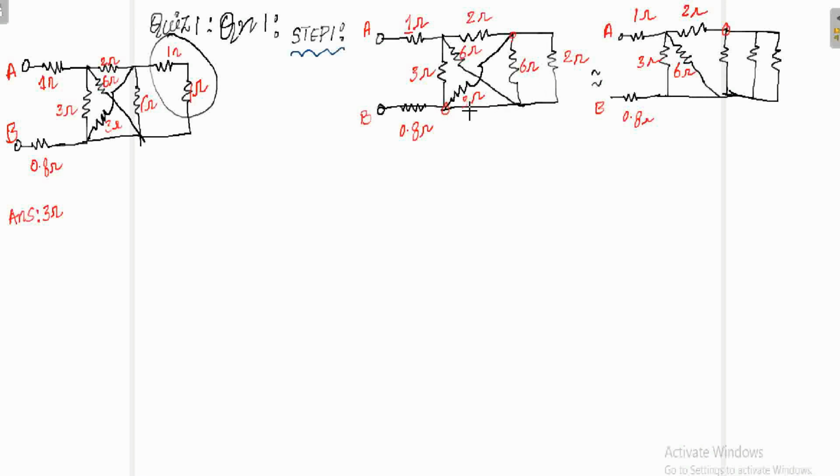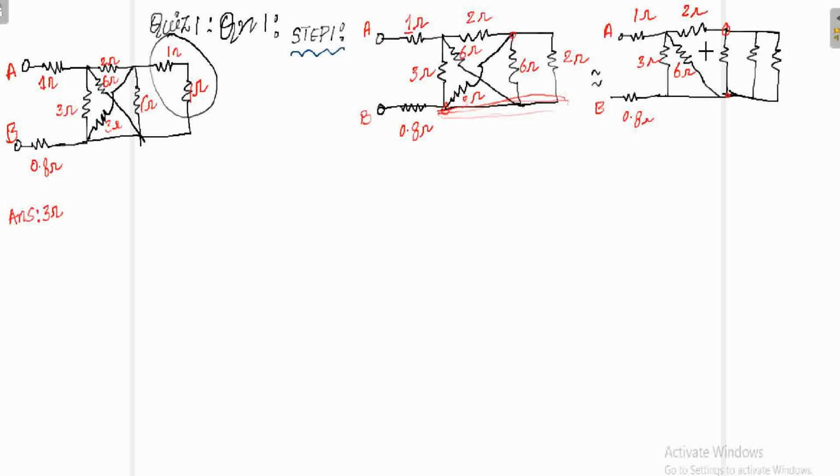So this total path is same. This total path is same. So here we have connected. So there is nothing. There is a problem, and it is not connected to 6 ohms. Just it is going on the 6 ohms.